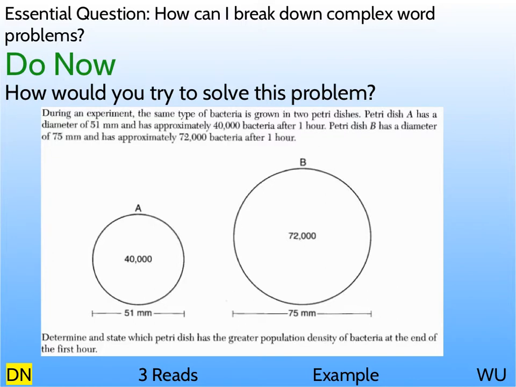Then determine and state which petri dish has the greater population density of bacteria at the end of the first hour. So, basically, there's a lot of information right here, and there's a lot of keywords. The question is, and what we're going to look at today, is how would you break down problems like this to make it a little bit easier to solve? We're not going to solve it right now because we're going to solve it throughout the lesson.